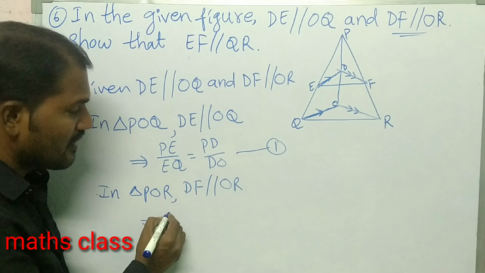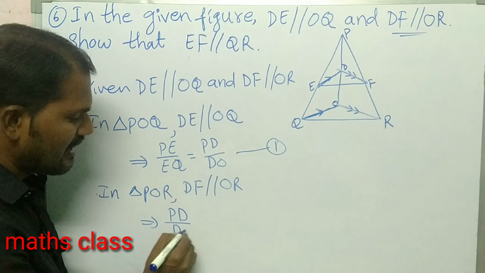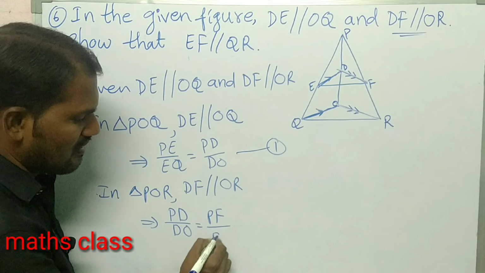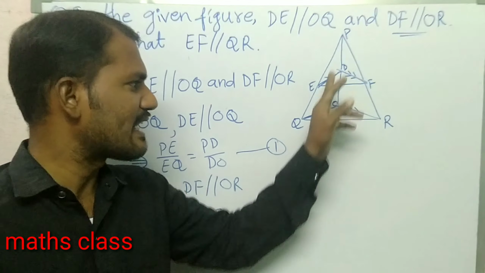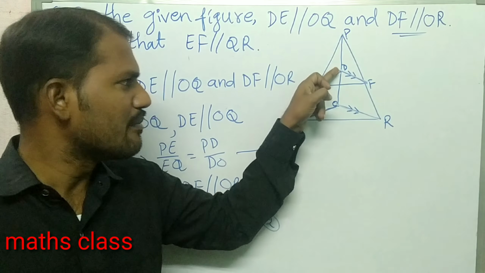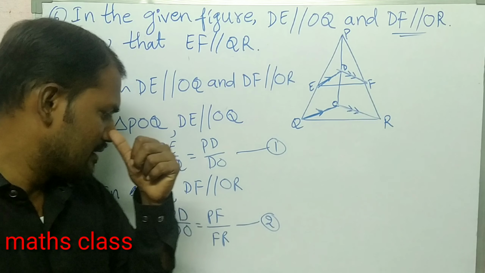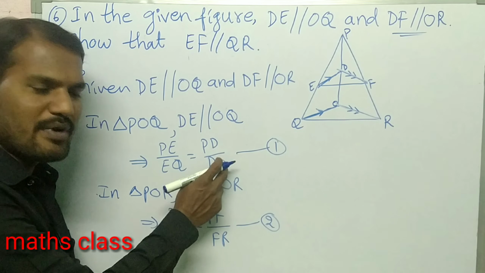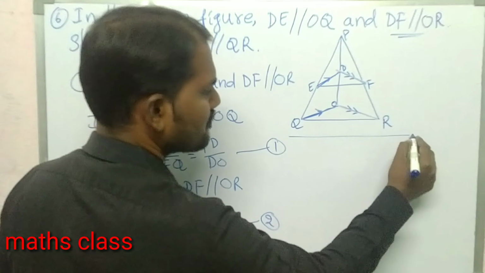Here use the converse of basic proportionality theorem. PD by DO equals, we can write, PF by FR. This is equation number 2. So here in triangle POR, DF is parallel to OR, PD by DO equals PF by FR. See, once you observe equation number 1 and 2, PE by EQ equals PD by DO, PD by DO equals PF by FR.